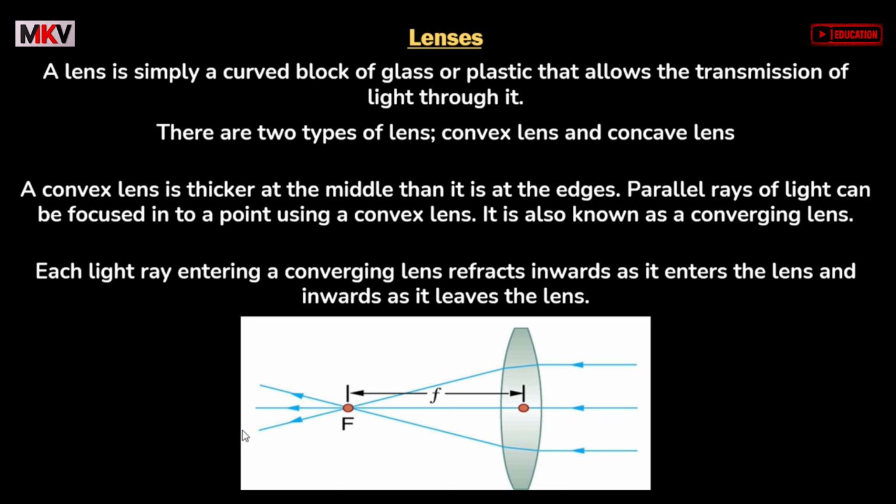If you look at this diagram, rays entering the converging lens refract inwards as they enter the lens and inwards as they leave the lens. If you look at this ray coming into the lens, it is refracted inwards, and when it is leaving also, it refracts inwards. So the rays coming into the lens, when they are parallel, are brought to a focus.